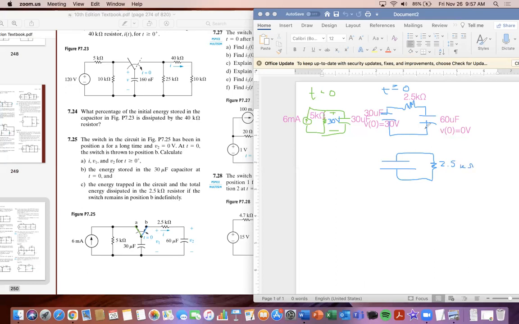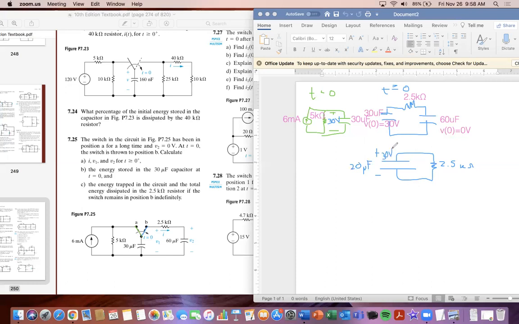And when I add those two in series, remember they add like a parallel combination. So 30 microfarads times 60 microfarads divided by 30 plus 60. What I got is 20 microfarads. And then for the voltage, you just add the two together. And so that'd be 30 volts.